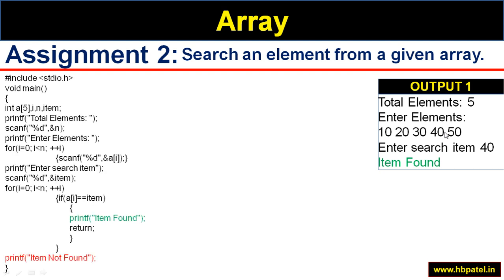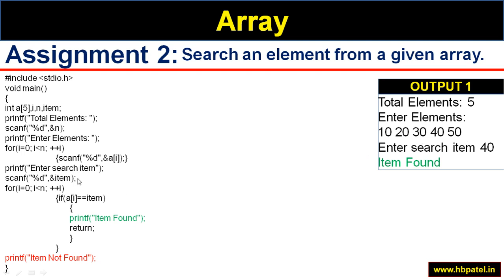In that case, it should print item found because 40 is there in this list. So this is the simple program. I have the array A, I have i for the loop, n is the total number of elements, and item is something that you wish to search. So this element 40 will be stored in item. First we ask for total elements. So total elements equal to 5. This 5 will go in n, and then I am reading all these 5 elements: A[0], A[1], A[2], A[3], A[4].